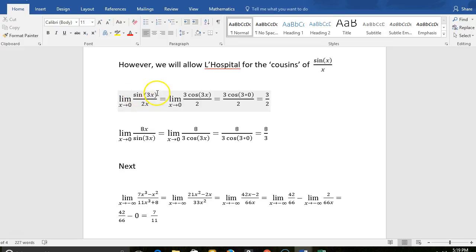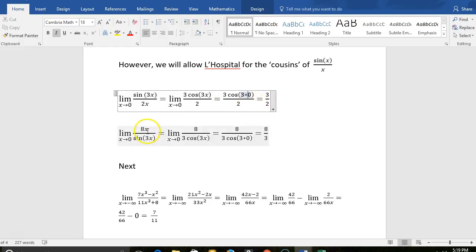Let f of x be sine 3x, let g of x be 2x, and do your f prime up here, and you'll get 3 cosine 3x. Do your g prime down here, you'll just get 2. And then you can just go ahead and plug in 0 by continuity. The cosine of 0 is just 1, and 3 times 1 is just 3. So you'll get your 3 halves.